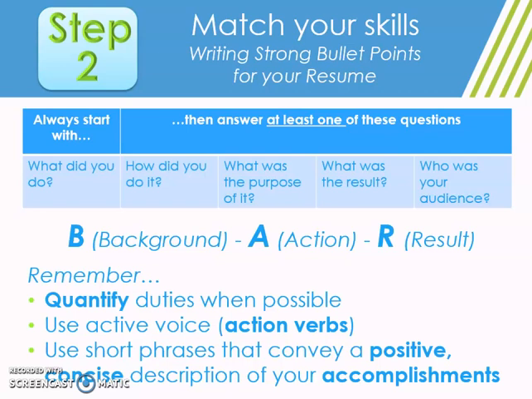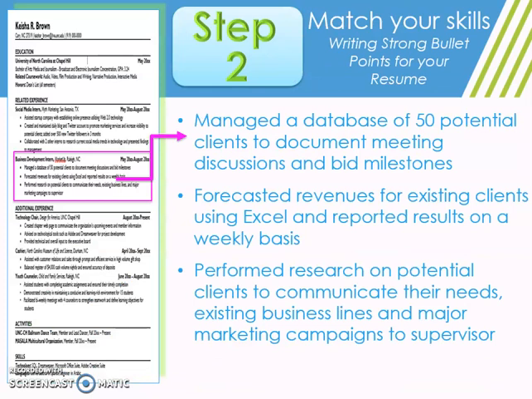A few other things to remember: you're going to want to quantify things when possible. You're going to use an active voice, meaning action verbs to lead those. You're going to use short phrases. These are not long paragraphs of text. You're going to use some short phrases that really give some concise descriptions of what you accomplished in that skills-based mindset. So what does that look like?